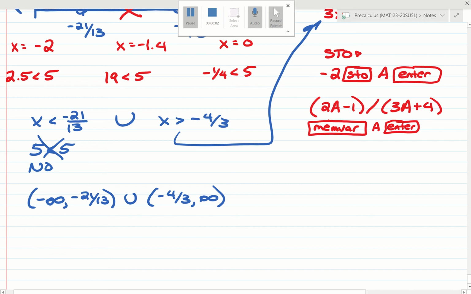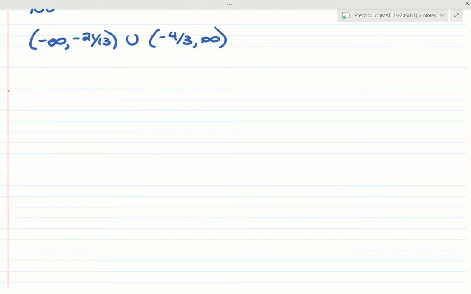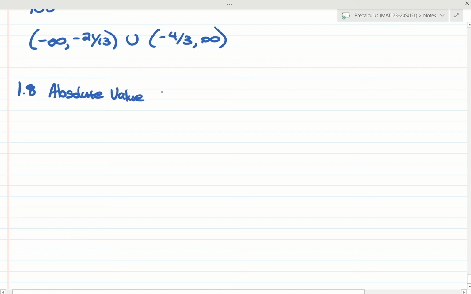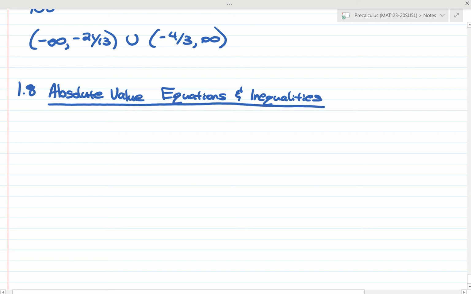In section 1A, we're going to be talking more about absolute value. Specifically, equations and inequalities. Now remember the definition of absolute value. The definition was absolute value just means the distance from 0 on a number line.